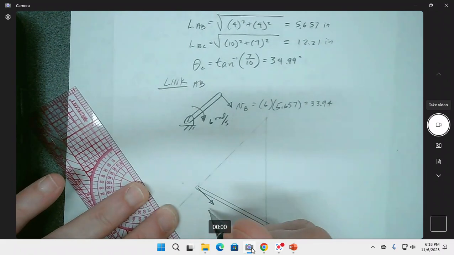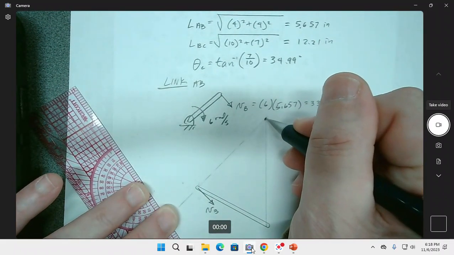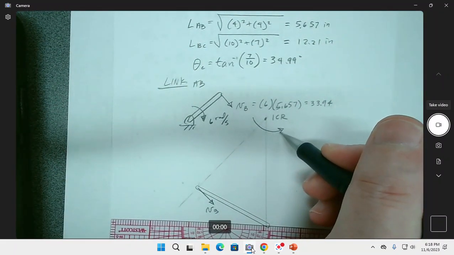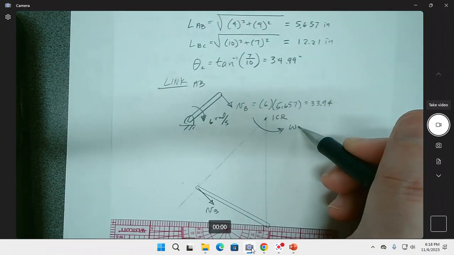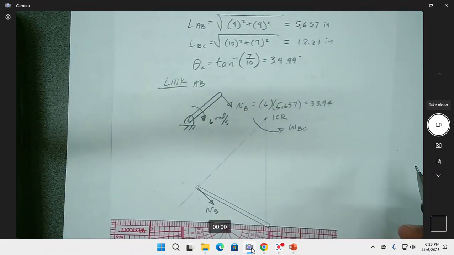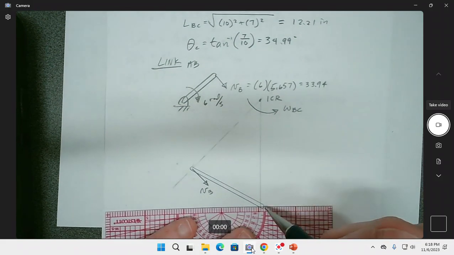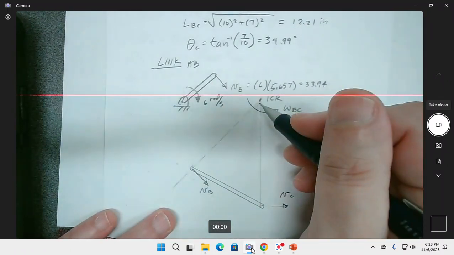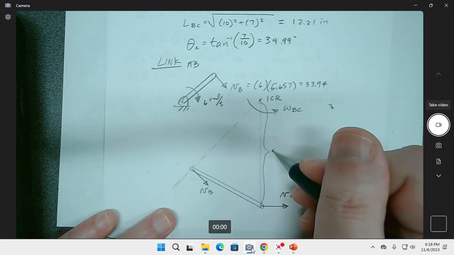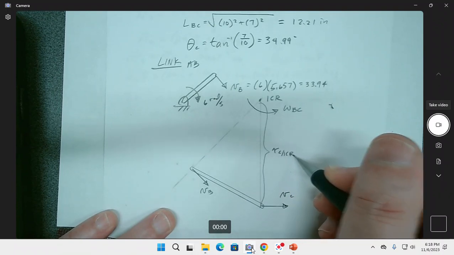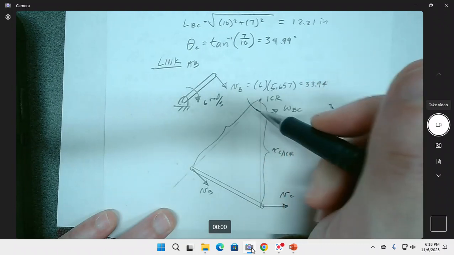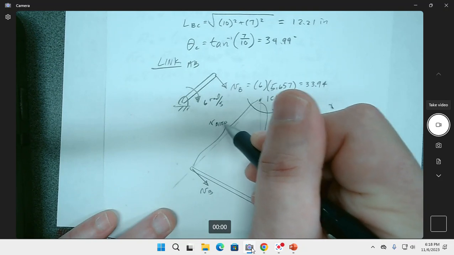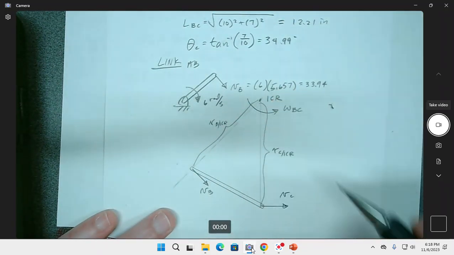Here's our VB. Here's our ICR. And we can see that we're going to have our omega BC right there in that direction. So our velocity of C is right here. Here's our RC with respect to ICR. Here's our RB with respect to ICR. It's supposed to be the with respect thingy.